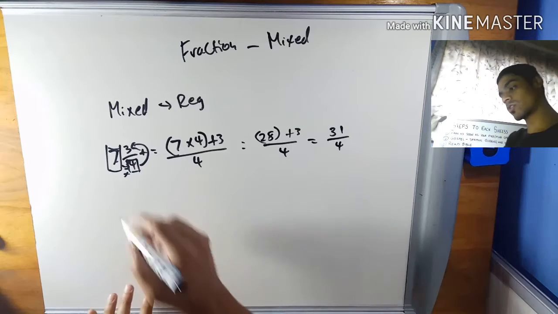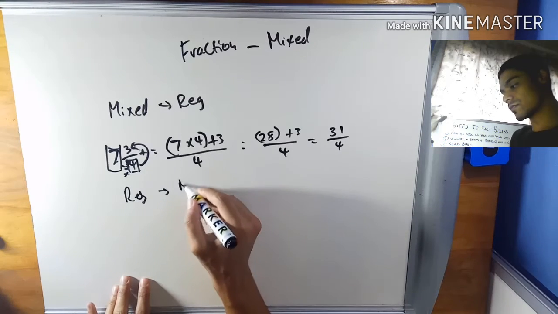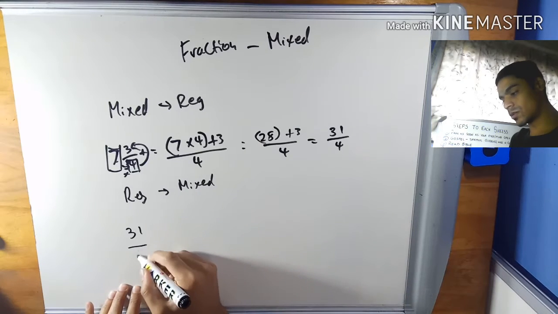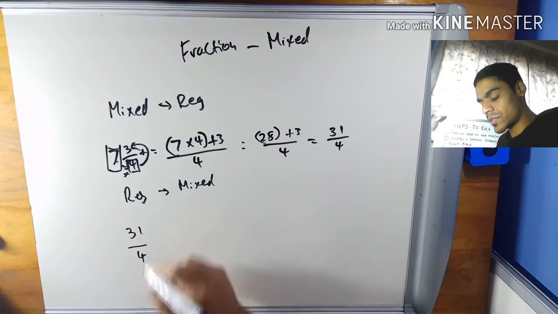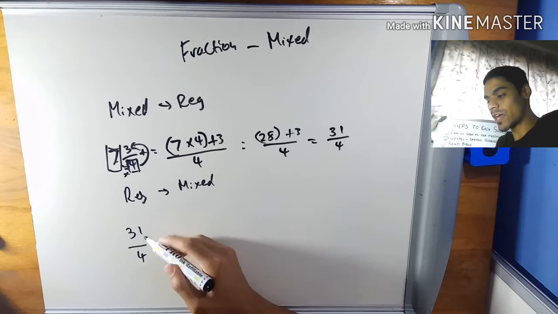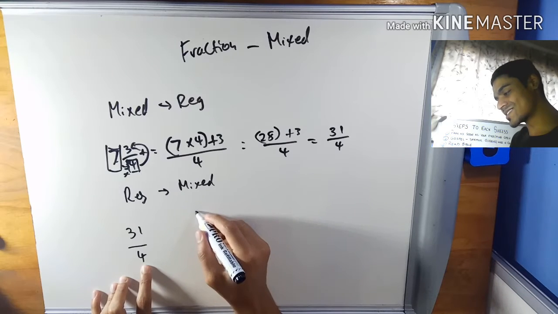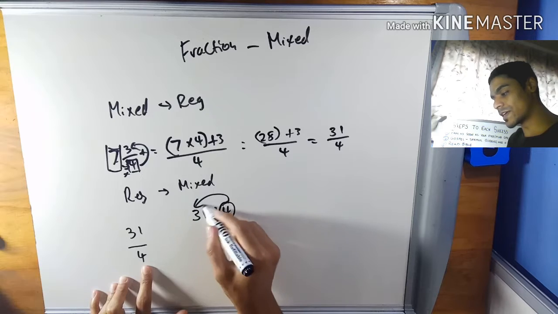Now let's get started with converting a regular fraction into a mixed fraction. Let's write down our 31/4 and work with this one. Notice that whenever you are writing a fraction as a mixed fraction, you generally have your numerator bigger than your denominator. This fraction, 31/4, is the same as 31 divided by 4. So how many times can 4 fit in 31?